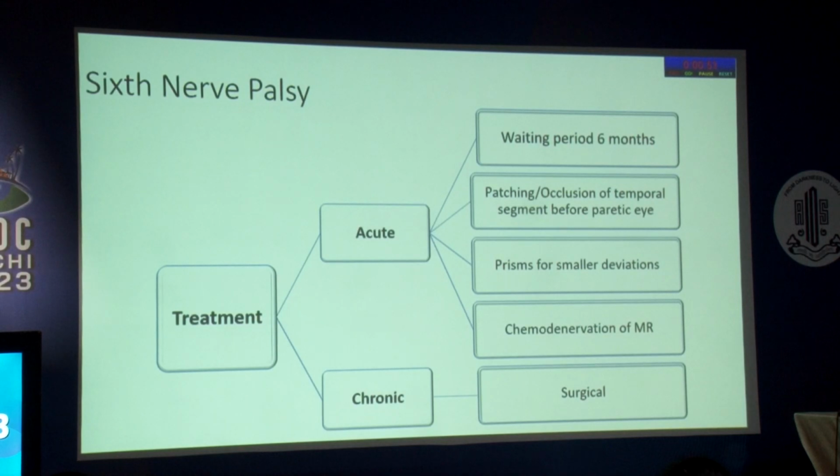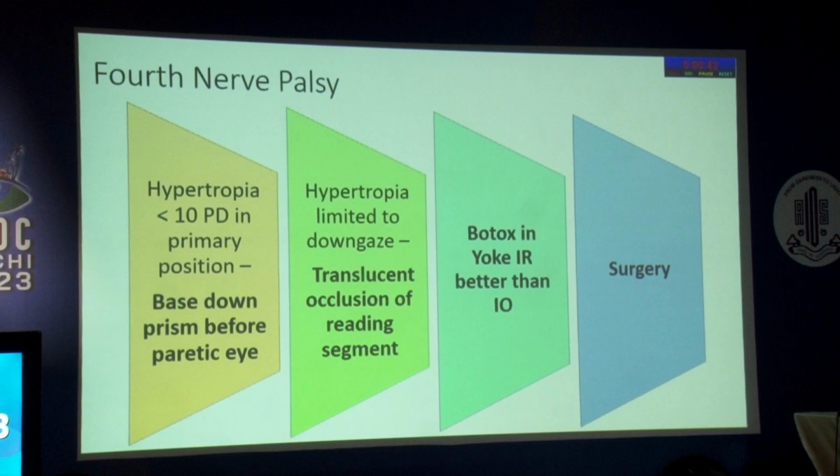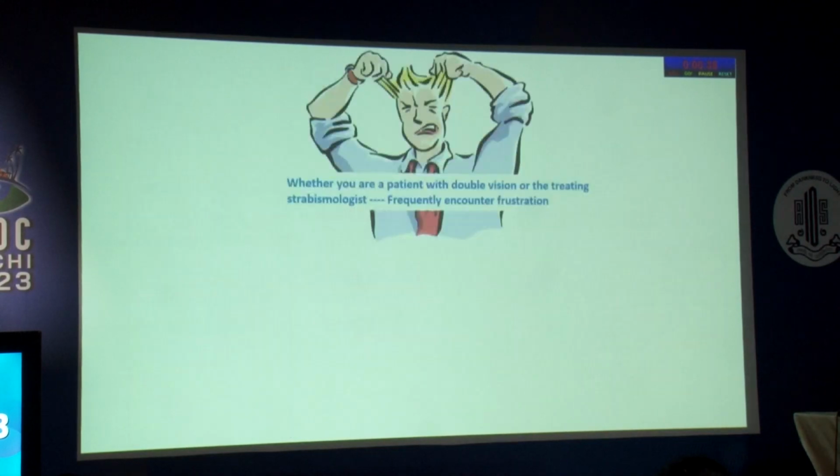In a sixth nerve palsy, of course, chronic cases need surgical correction, but in acute phases, in the waiting period of 6 months, we can use patching, prisms, or Botox toxin. In fourth nerve palsy, again, prisms, occluders and Botox can be used, and wherever needed, surgery can be advocated.